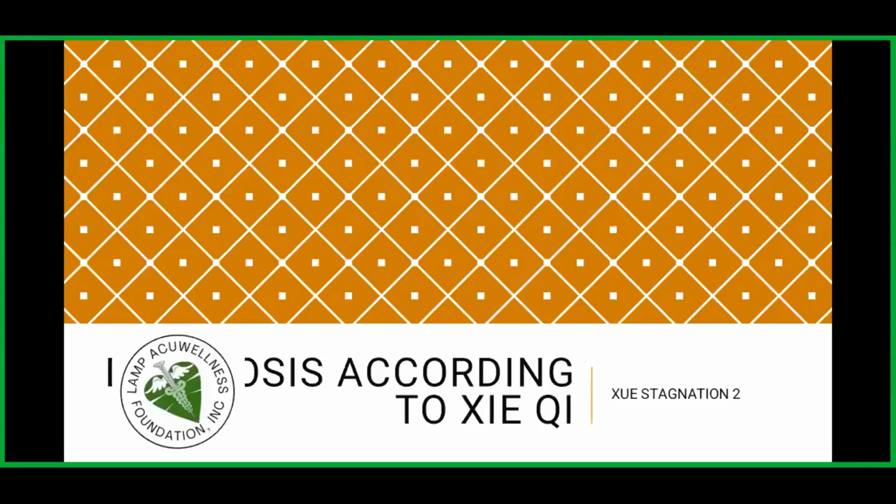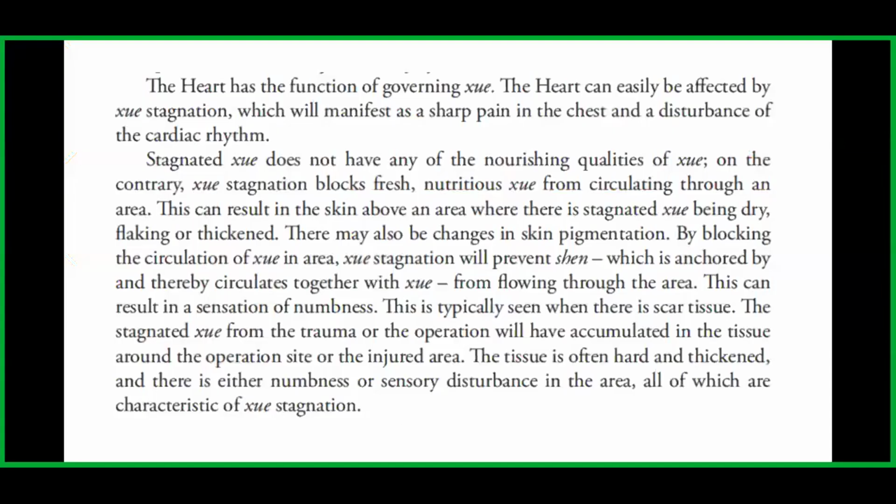Now let's go to diagnosis according to pathogenic Qi. Shui stagnation, part 2. The heart has the function of governing blood. The heart can easily be affected by blood stagnation, which will manifest as a sharp pain in the chest and a disturbance of the cardiac rhythm.